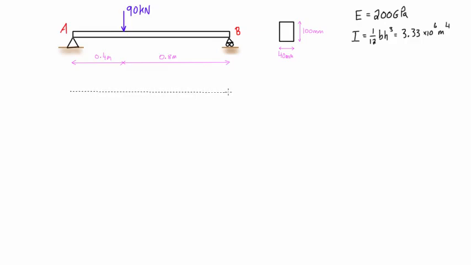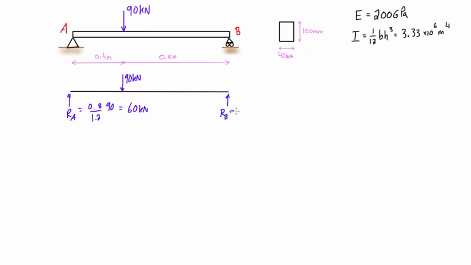Let's draw our free body diagram. Let's put on 90 kilonewtons going down, and our A here is just going to be, well, we'll take the ratio. This is going to be 0.8 over 1.2. 1.2 is the length of the whole beam, times 90, and that's going to give us 60 kilonewtons. That is our A.